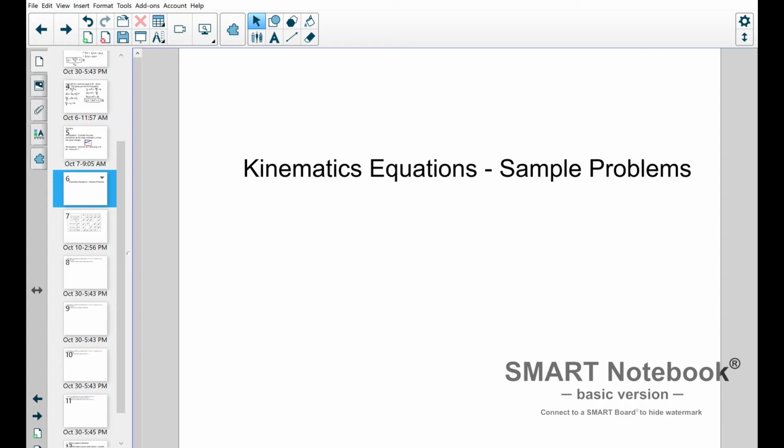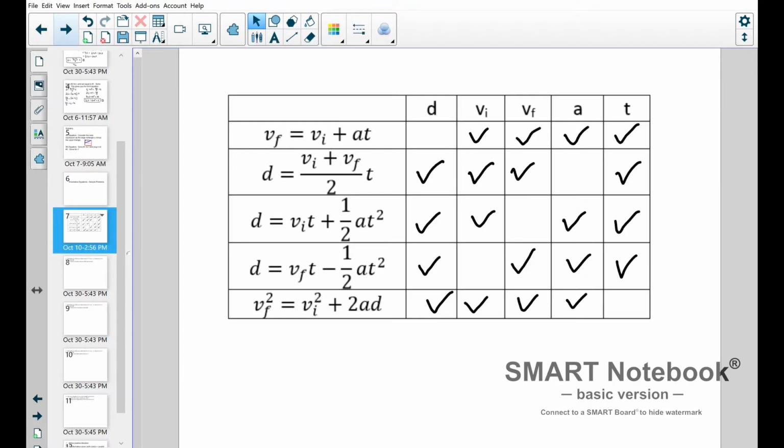In this video, the second one on the kinematics equations for constant acceleration, I am going to do a couple of sample problems so that you can see the process for using them. Here are the 5 equations that we derived in the last video. Each one involves 4 of the quantities and eliminates the 5th. So we pick our formula based on what information we have and what we need to know.